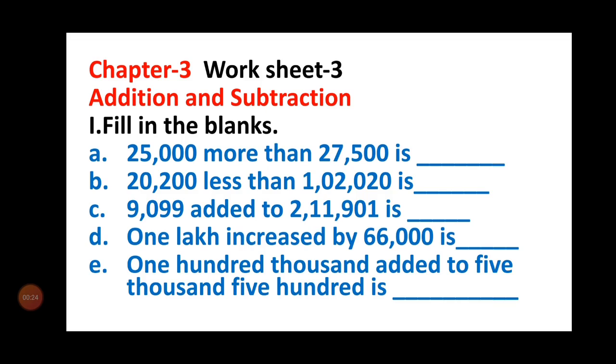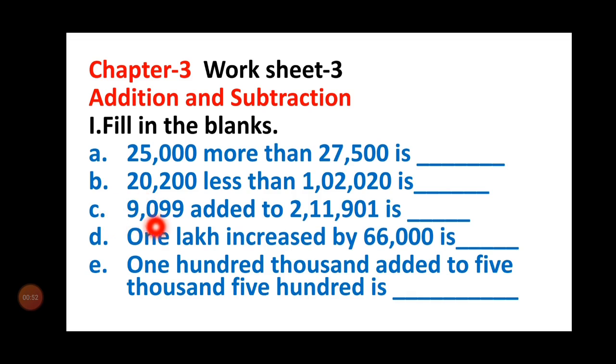Here, Roman letter 1, fill in the blanks. A, 25,000 more than 27,500. More than means we want to add the values. So add these two values and write the answer in the blank. B, 20,200 less than 1,02,020. Less means we want to subtract the values. You have to subtract these two values and write the answer in the blank.